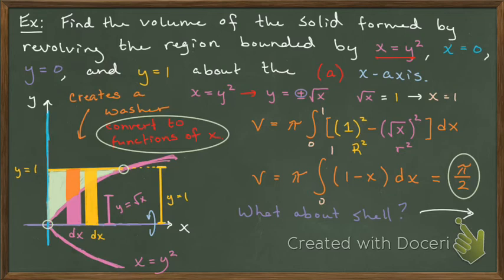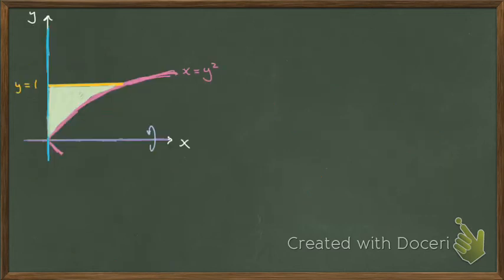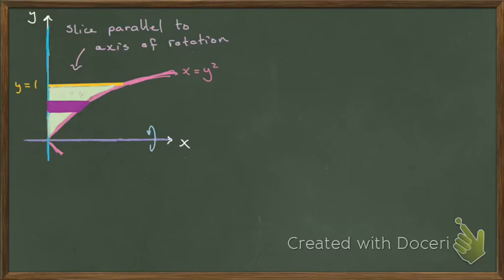The method will change, and the way I deal with these distances and the shapes will also change. Let's see if it's any easier or more difficult. Here's my picture again. The slice I draw this time should be a horizontal slice. It should be parallel to the axis of rotation if I want to use the shell method. Okay? So when I do that, that slice is going to rotate around and give me a shell.